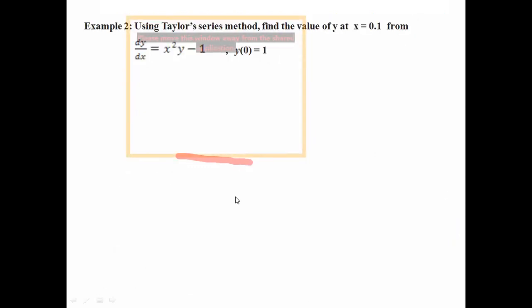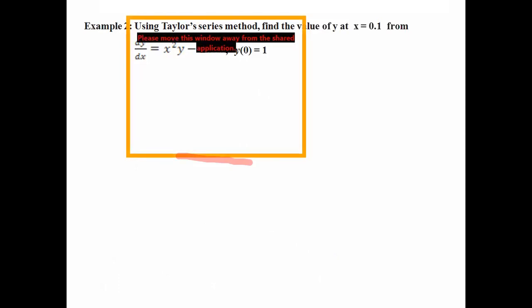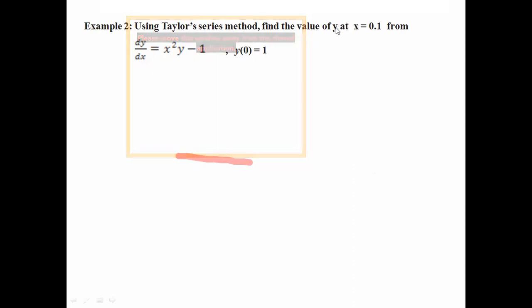If we take one more example, suppose you are asked to find the solution of the differential equation dy by dx is equal to x squared y minus 1, with the condition y of 0 is equal to 1. That is, the initial condition is y of 0 is equal to 1, and you have to solve this by Taylor's method at the point x is equal to 0.1.